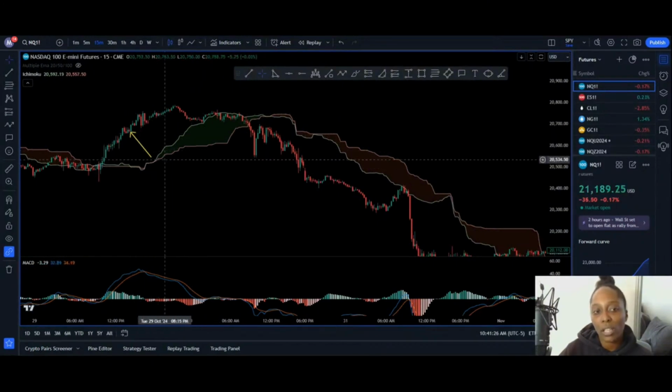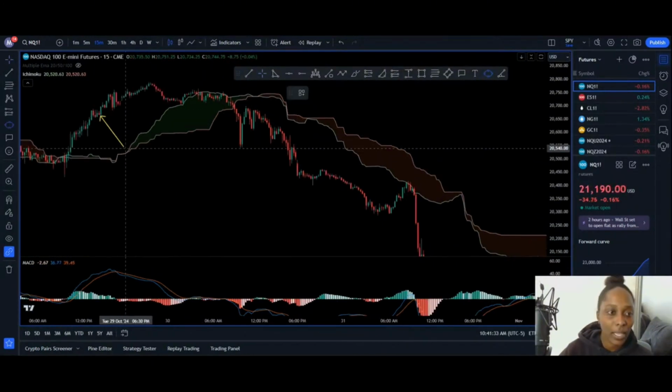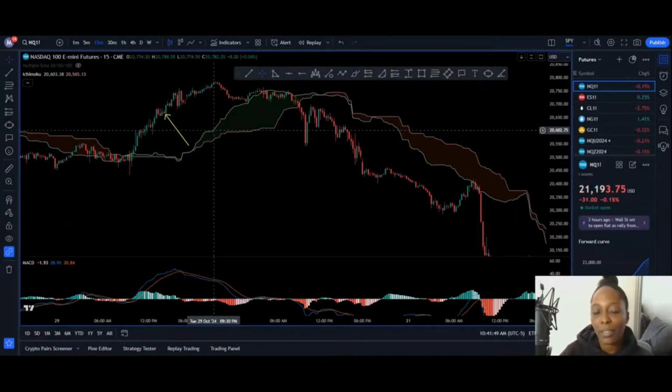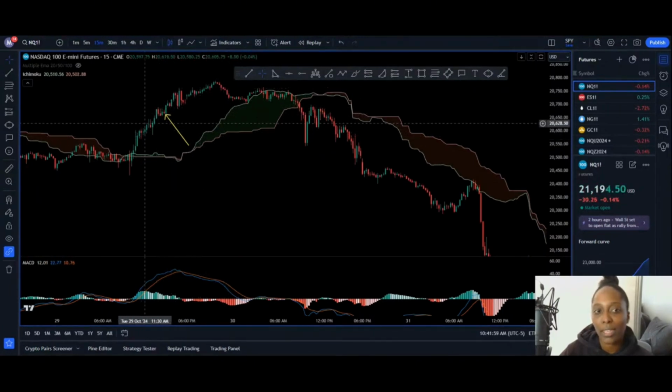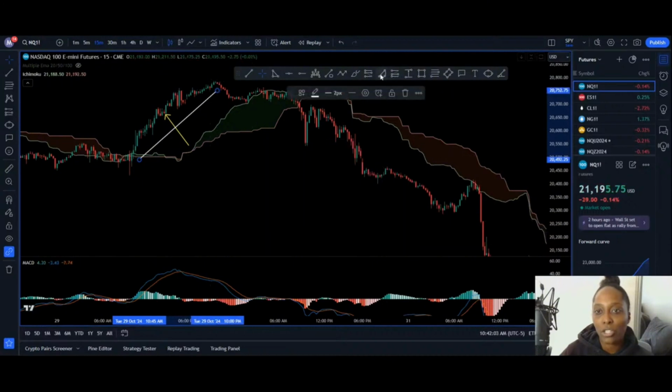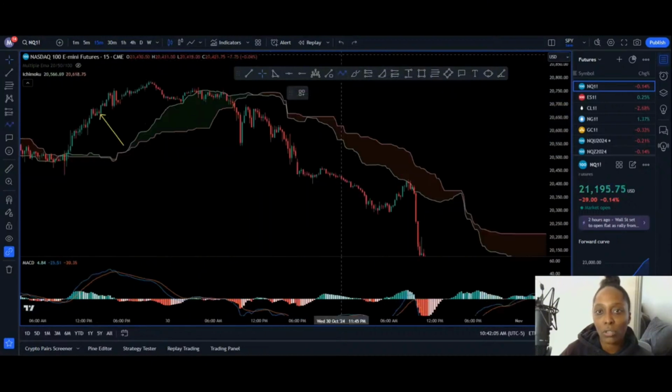So what this looks like is the cloud crosses, and let us understand that when the cloud crosses and the top of the cloud, which is the leading span, is on top, then that is bullish sentiment. So over here, the green is the top of the cloud no matter what. If the top of the cloud is pointing up, then the trend is up like this. We have a trend that goes up.